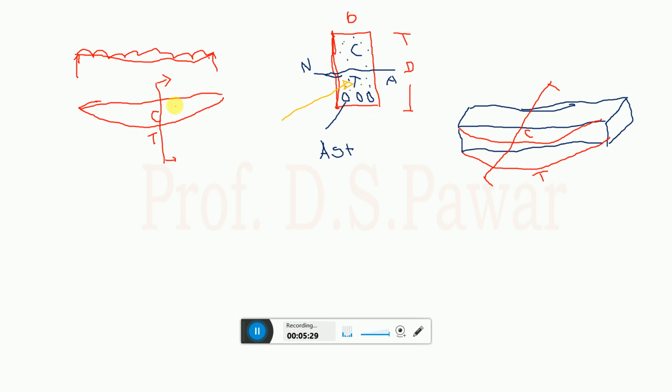So if we provide the concrete at the tension place, the role of this concrete is only to place the reinforcement in a proper position, only a binding material for this tensile steel. There is no other role of this concrete.